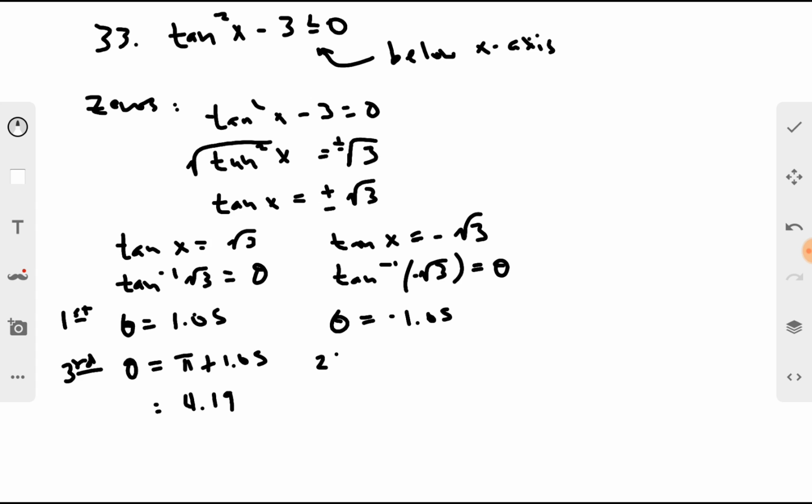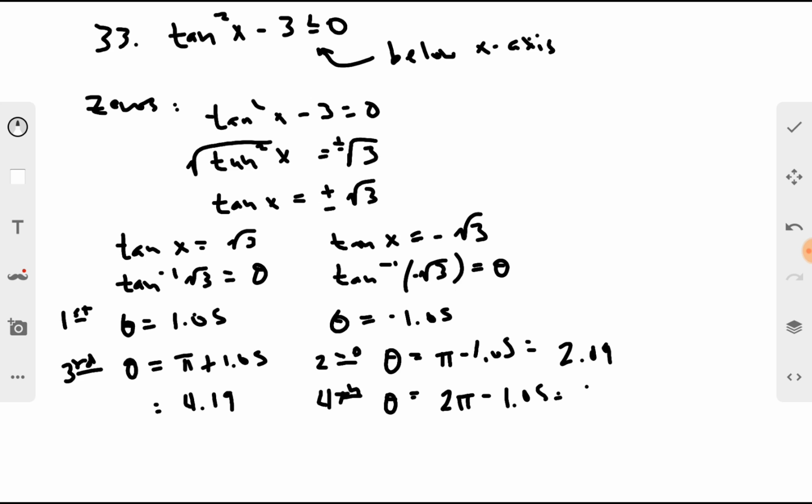So second quadrant, we would get pi minus 1.05 to get our second quadrant value, and that would give us 2.09. And then fourth quadrant, it is in the fourth quadrant, but we need it between 0 and 2 pi, so you can either think of it as getting the coterminal angle or the reference angle in the fourth quadrant. Either way, you would do 2 pi minus 1.05, and you would get 5.23.